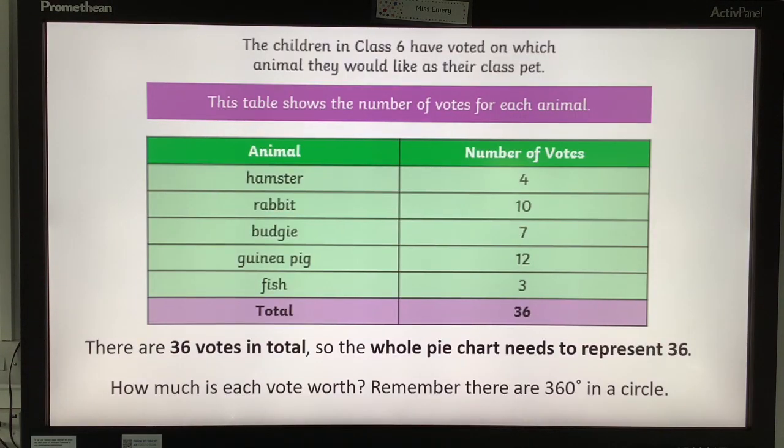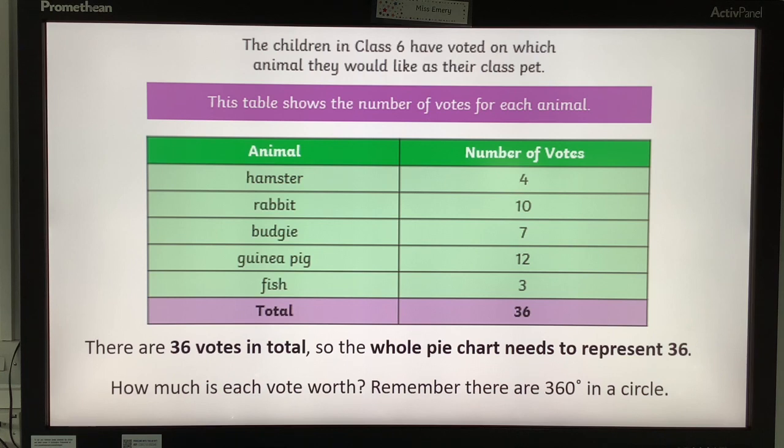So, let's look at how we can turn our knowledge of degrees into pie charts. The children in class 6 have voted on which animal they would like as their class pet. This table shows the number of votes for each animal. There are 36 votes in total, so the whole pie chart needs to represent 36. So if the whole pie chart represents 36, how much is each vote worth?